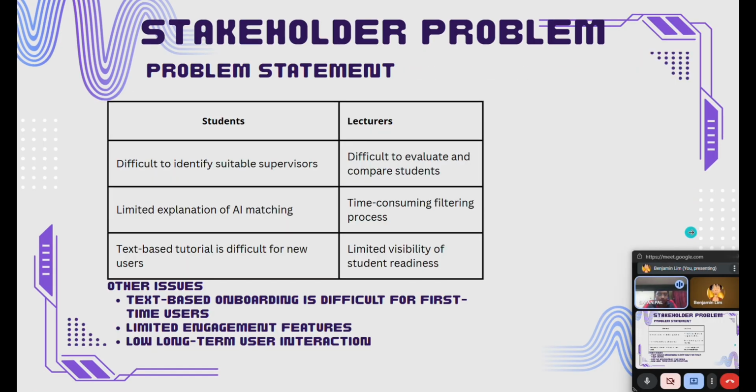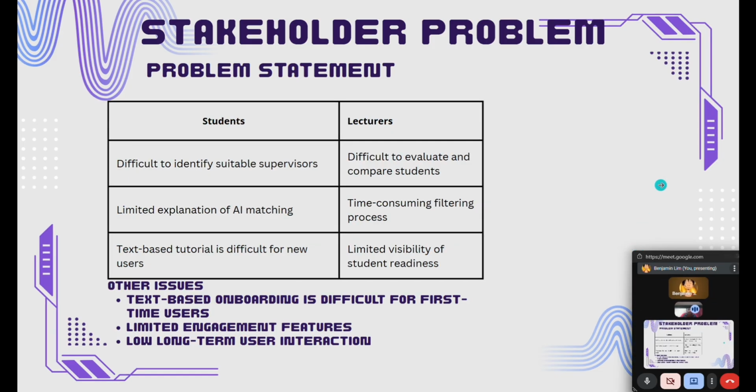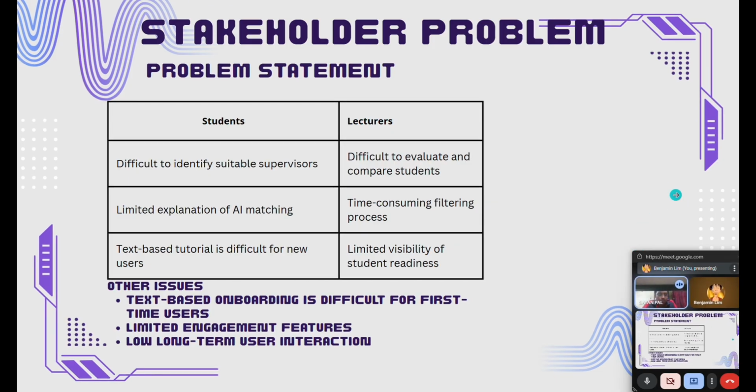So although Nexscholar already provides AI-assisted research matching, several usability issues still exist. Students often struggle to understand why certain supervisors are recommended, while lecturers find it difficult to efficiently compare potential research students. In addition, the current onboarding process relies mainly on text-based instructions, making it difficult for new users to learn the system. The platform also lacks engagement features that encourage users to continue using the system after registration.